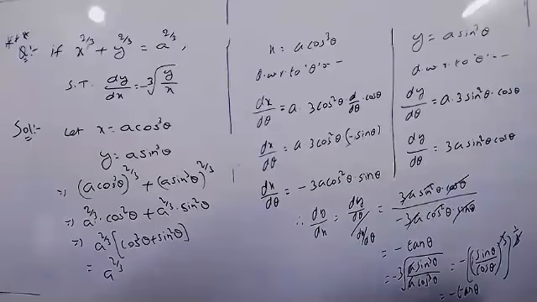At last you can write the conclusion. So therefore dy by dx equals minus cube root of y by x, that is, minus cube root of y by x.